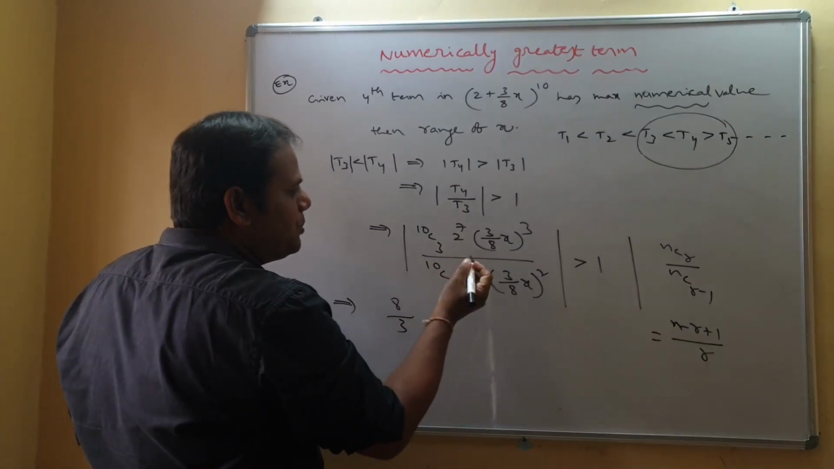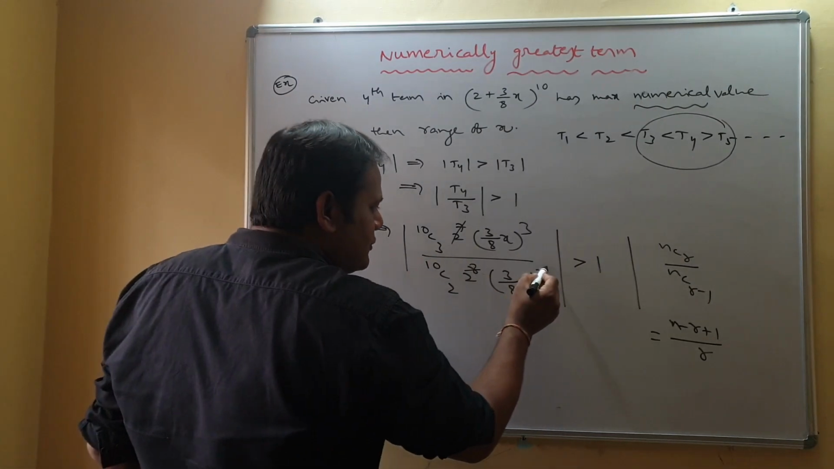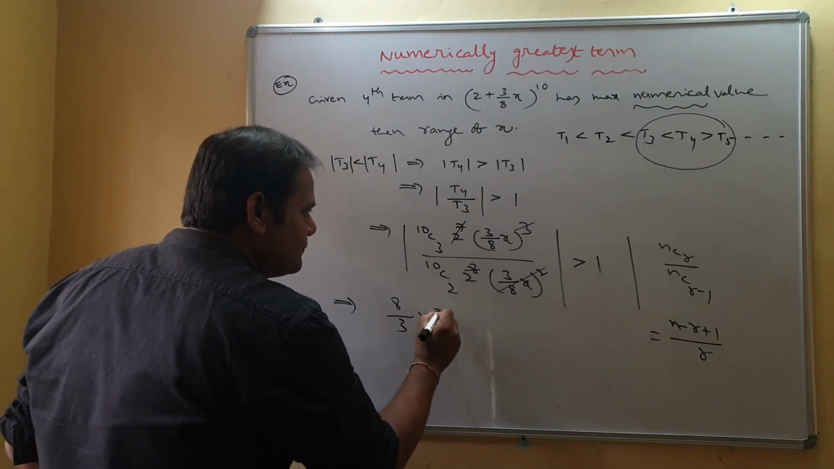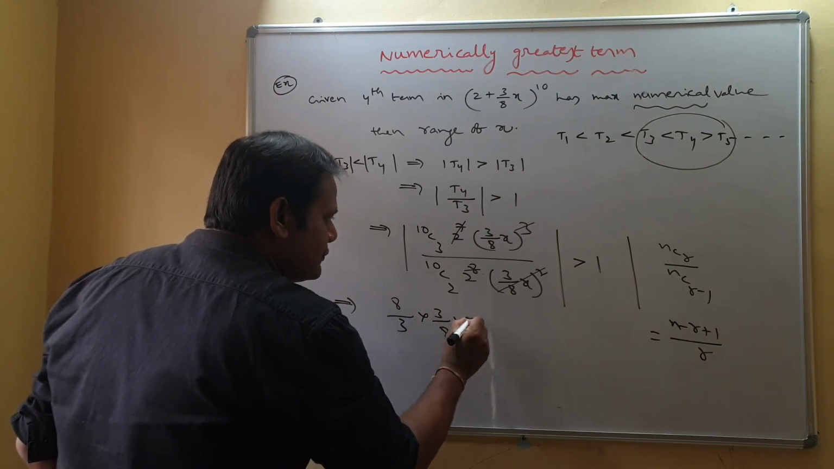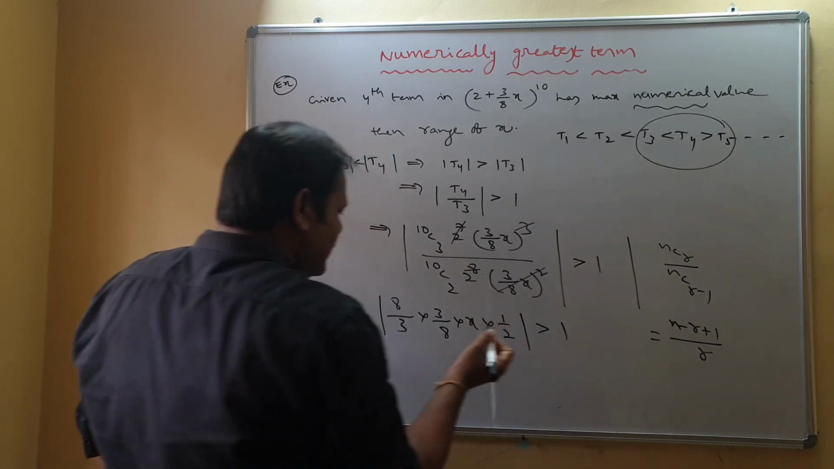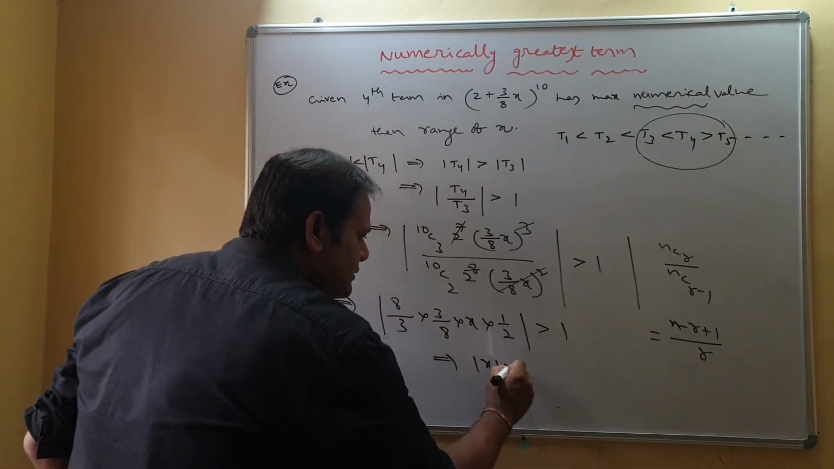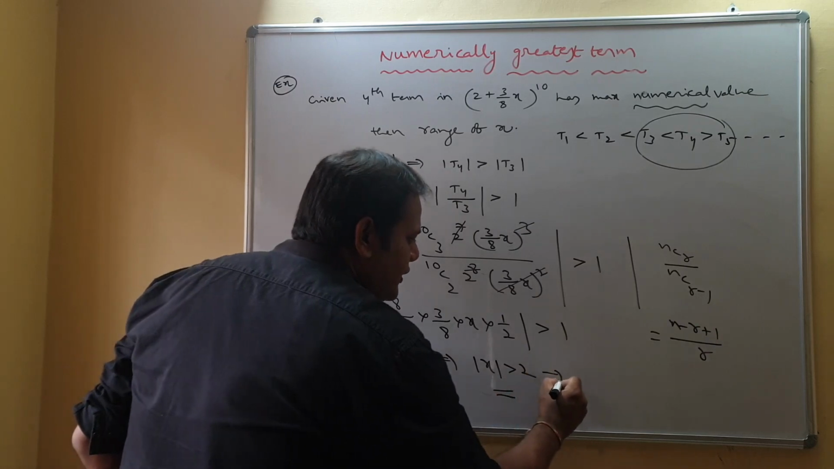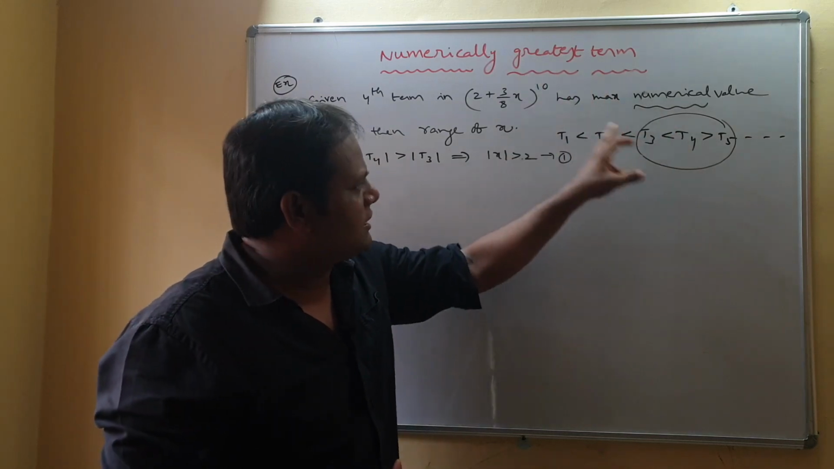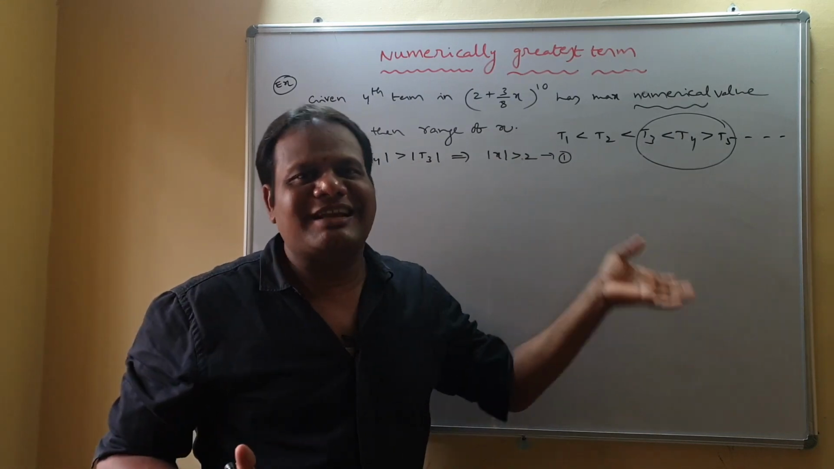And 2 power 7 by 2 power 8. So 7 2's cancelled. Here we are left with 1 by 2. Is it? And here we have a square. So it cancelled. And here we are left with 3 by 8x. Is it right? So 3 by 8 into x, and in the denominator we have 1 by 2, with modulus, is greater than 1. So here 8 by 3, 3 by 8 get cancelled and we are left with what? Mod x is greater than 2. So we take this as equation 1. So we have taken the fourth term as the greatest term. So the fourth term is greater than the third term. The fourth term is the greatest term. So the fourth term is greater than the fifth term.